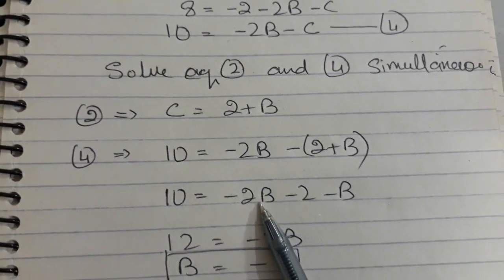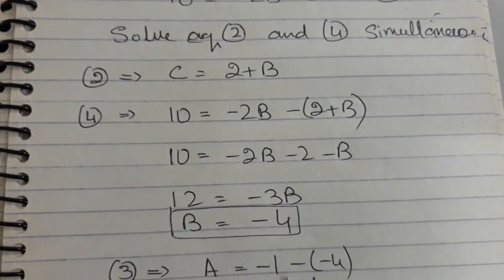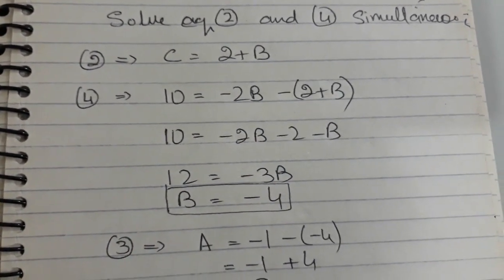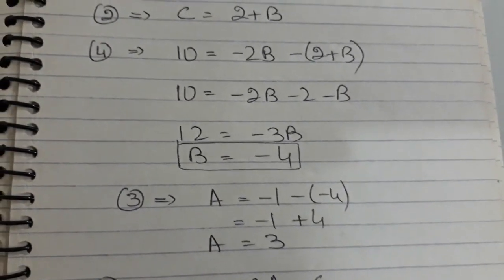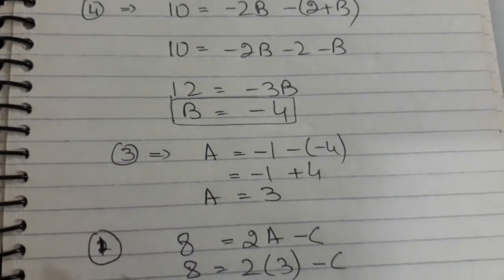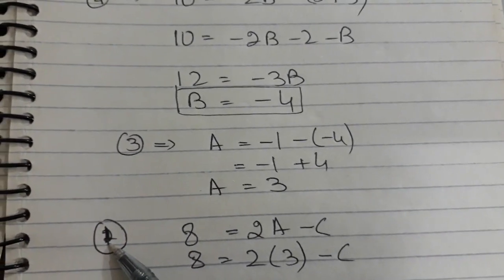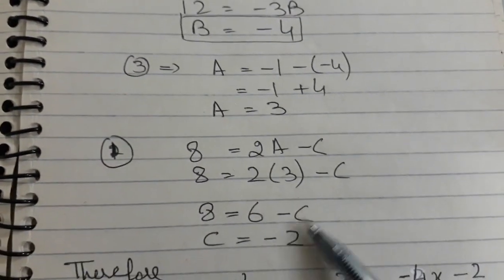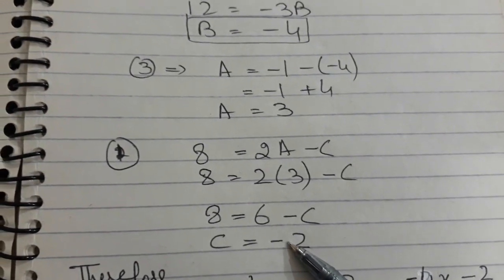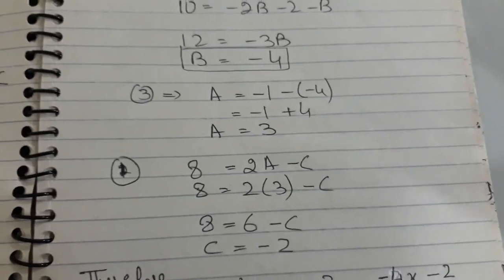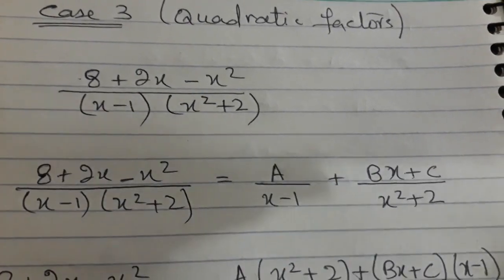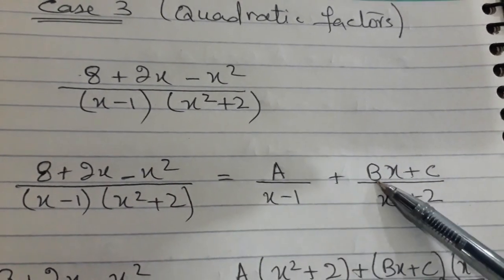And after solving it simultaneously, I got the value of B and A. Now using these two values, I'm plugging them into equation 1 and I will get my value of C from here. So now I have the values of A, B and C. Those values of A, B, C I will plug in here.